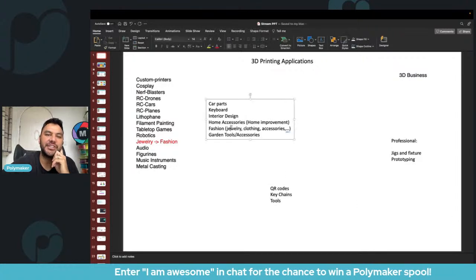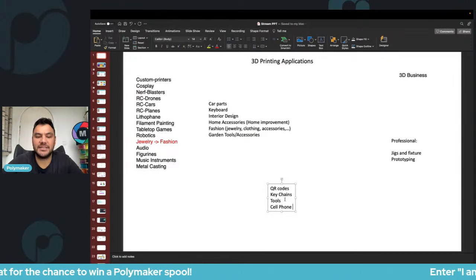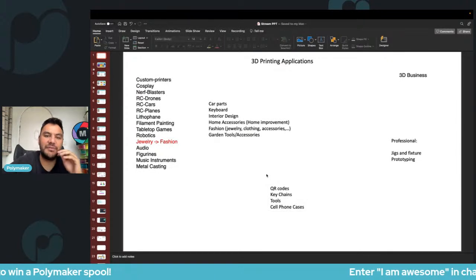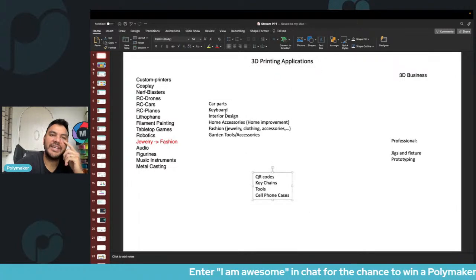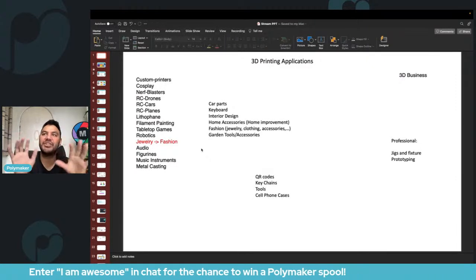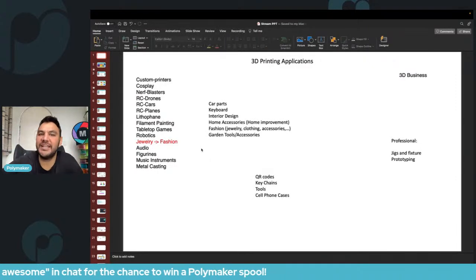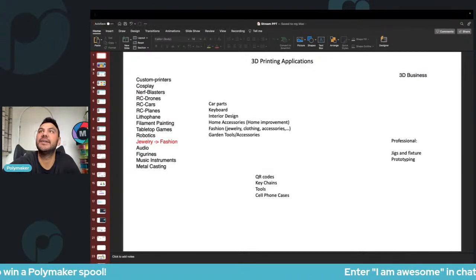Would that be in fashion? Cell phone case? Would that be in cell phone cases? Would that be in fashion or day-to-day accessory? Yeah. You see, it's hard to structure, but we're gonna get there. We just continue brainstorming, and we're gonna get there.